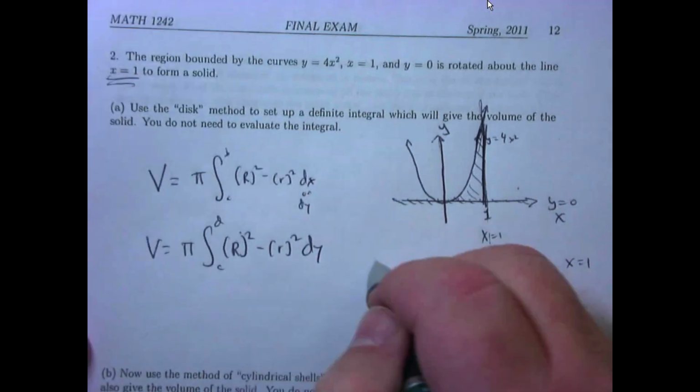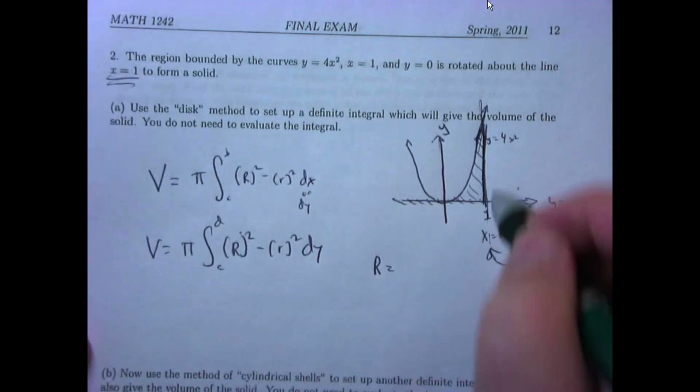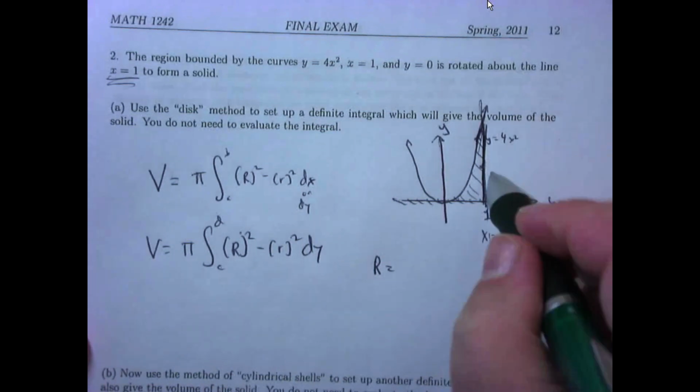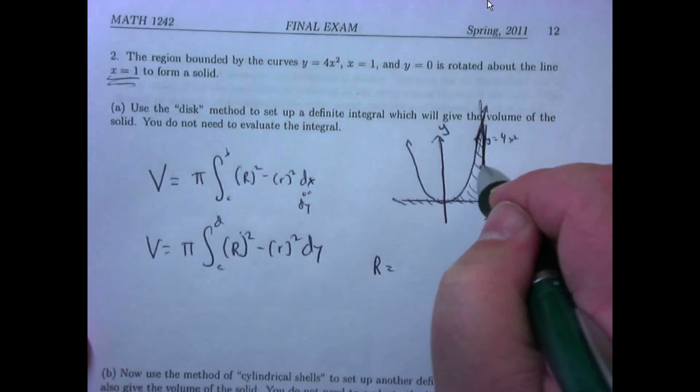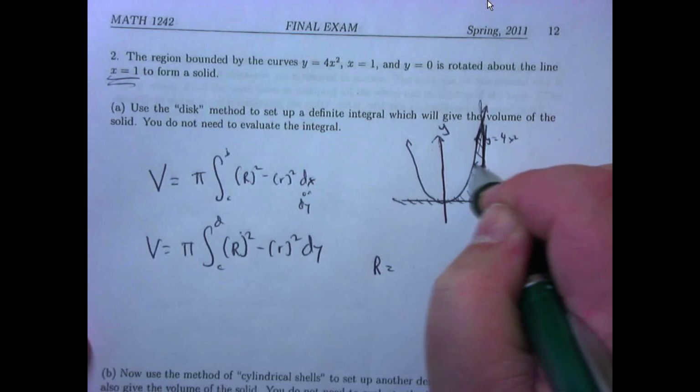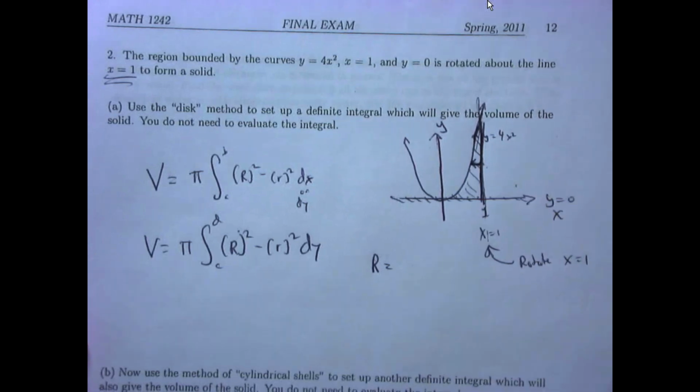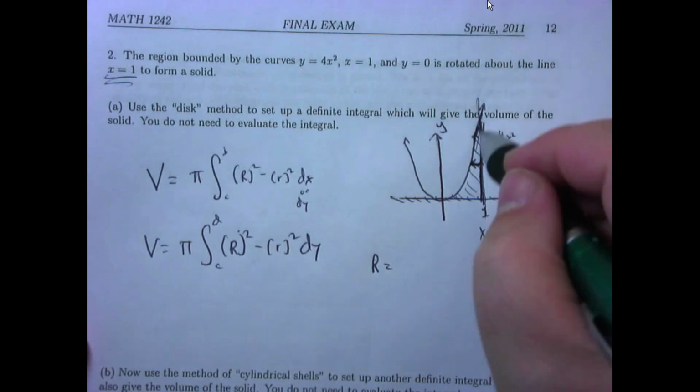All right. So I have to figure out what my big radius is going to be. Big radius is from the axis of rotation, here's my axis right here, to the outside edge. It's this function right here. And it's a distance. But remember, when you do tops and bottoms, it's top minus bottom that gives you distance. When you do left and right dy's, it's right minus left that gives you distance.